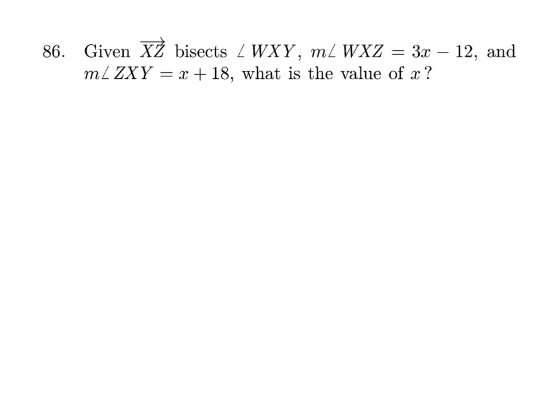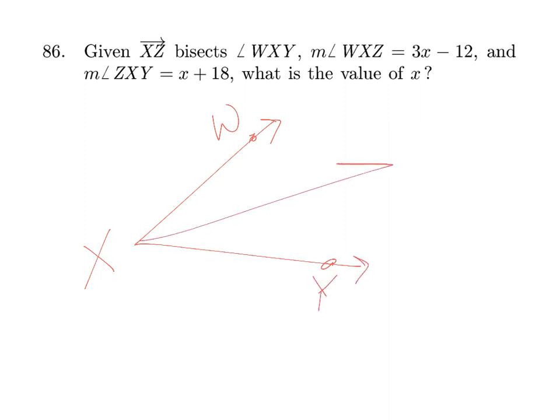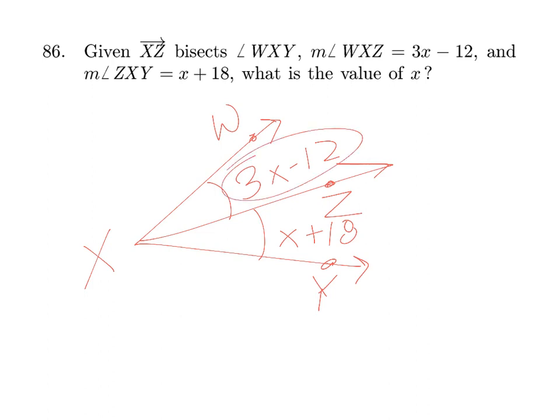Alright, given XZ bisects WXY. Okay, WXY. Alright, XZ bisects the angle. Alright, WXZ is 3x minus 12, and ZXY is x plus 18. So since the angle is bisected and these angles are equal to each other, I could set the expressions equal.